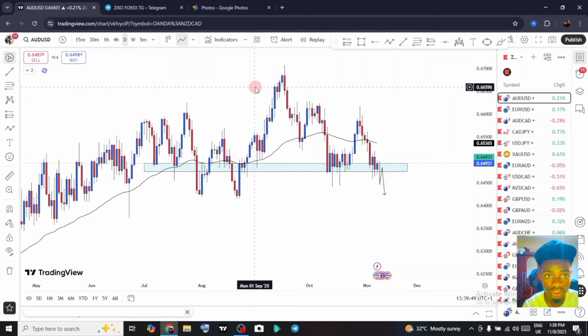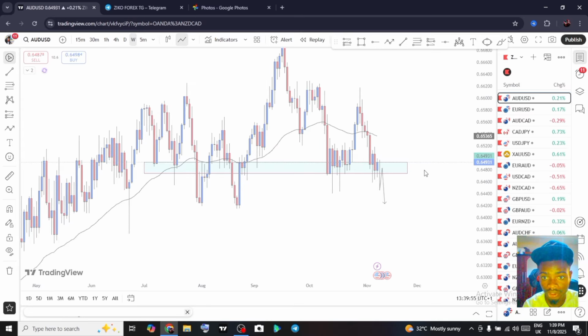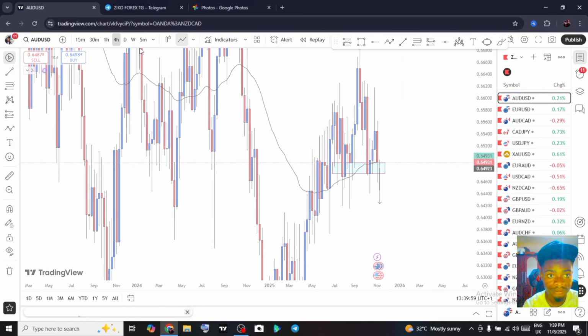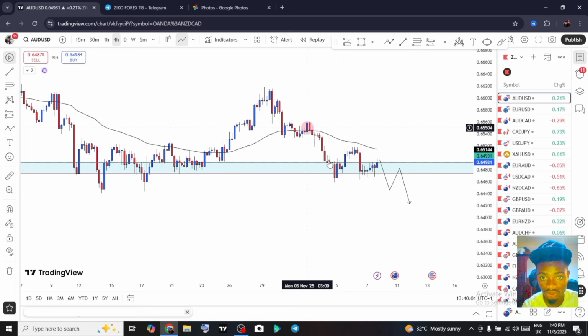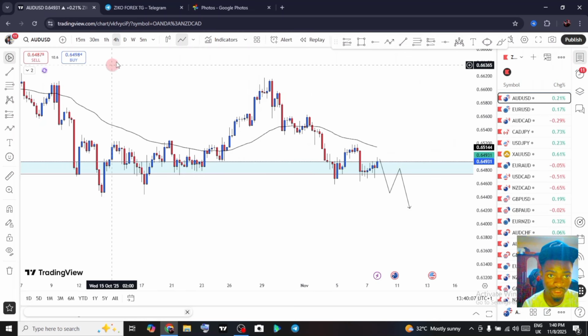So the very first pair here is AUD JPY. AUD is bearish on the daily time frame, and on the weekly time frame is also bearish, right? The 4 hour time frame is also bearish, so we have three time frames in sync. We have some form of ugly left head, right shoulder. We have a clean area of interest.